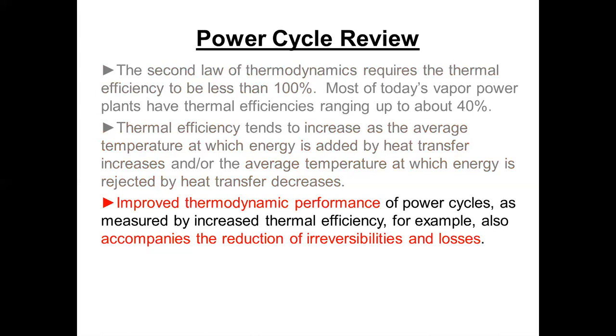Improved thermodynamic performance of power cycles, as measured by increased thermal efficiency, for example, is also accompanied by a reduction in irreversibilities or losses. So if you had, let's say, the turbine, and you didn't have any insulation on the turbine, even though that would still be pretty small, you could insulate the turbine. You could insulate steam pipes that were carrying high pressure steam from the boiler to the turbine, hold more heat in, and that would put a little more energy into the turbine, and you get a little more out. That would help your efficiency.